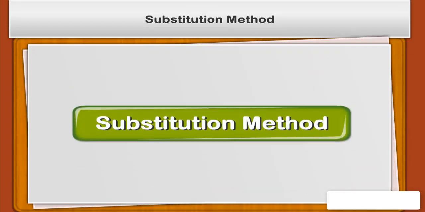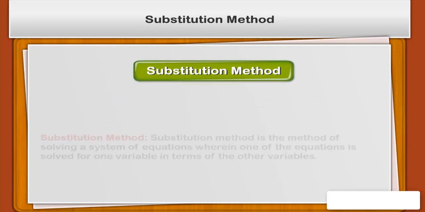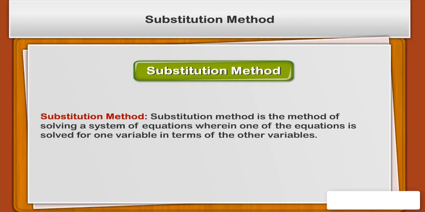First, we will learn the substitution method. Substitution method is the method of solving a system of equations wherein one of the equations is solved for one variable in terms of the other variables. We shall explain the method of substitution by taking some examples.